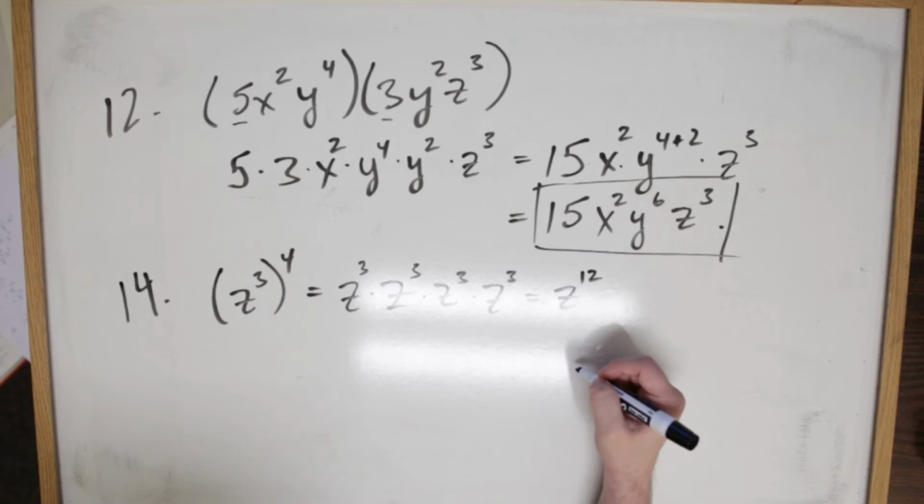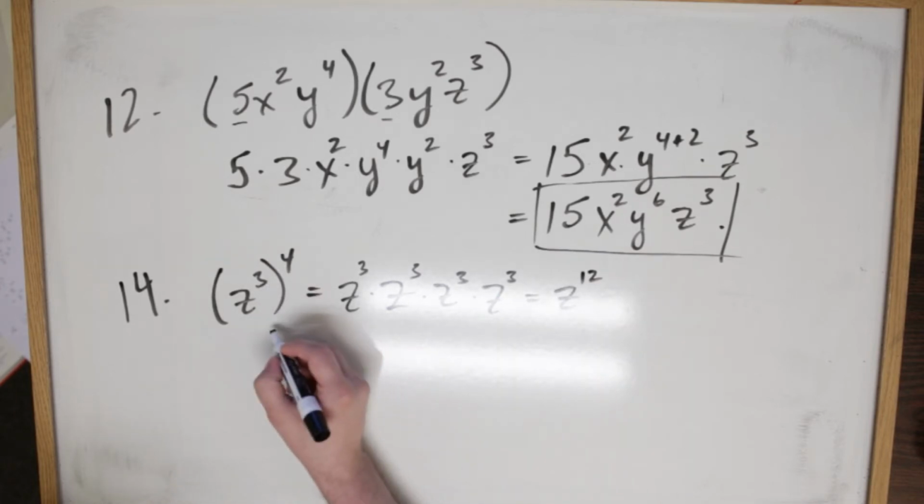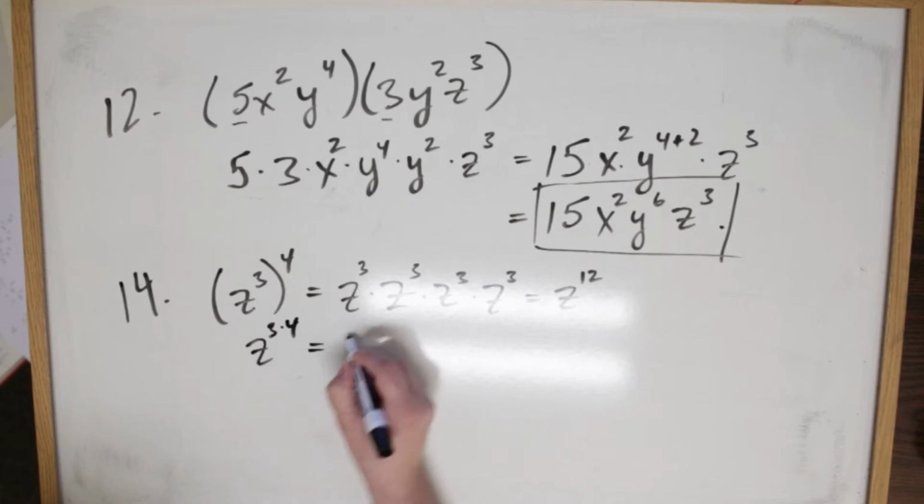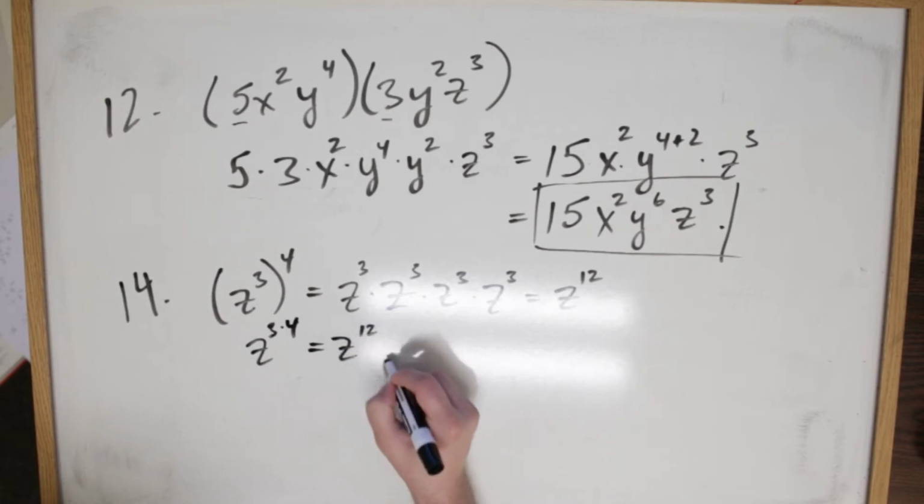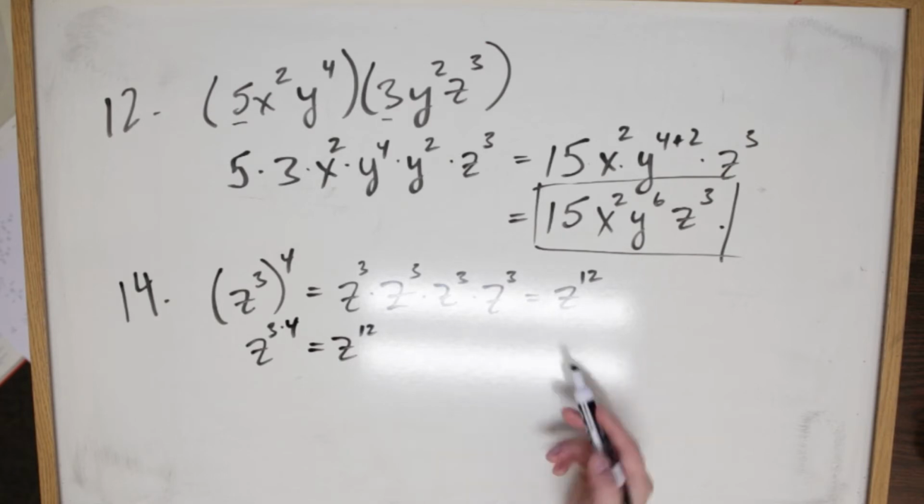Or the other way you can do it, from the way the notes I posted earlier describe it, is z to the 3 times 4, and that also is equal to z to the 12. This is the explained way of writing it out that I just wanted to show you.